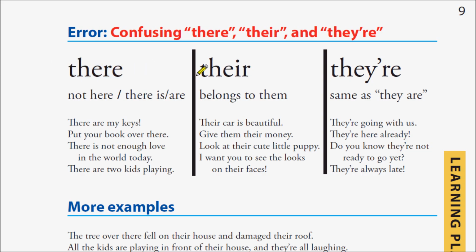If that helps you. If it's over there, it's not here. Okay, and this "their" means belongs to them. And this "there" is the same as "they are." So you've got: there are my keys, put your book over there, there is not enough love in the world today, etc. That's this "there." If something belongs to them, it's their car is beautiful, give them their money, look at their cute little puppy. And this is "they're": they're going with us. They're here already. Do you know they're not ready to go yet? Okay, see, these are the examples.